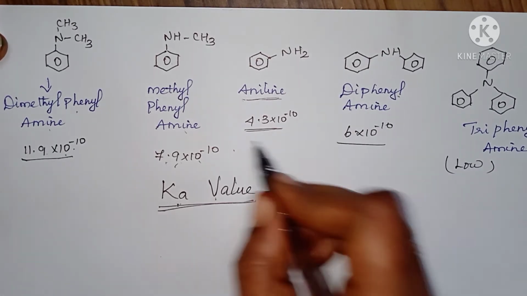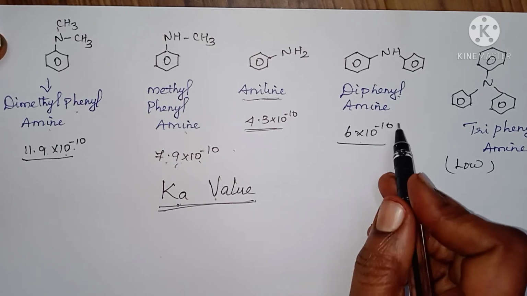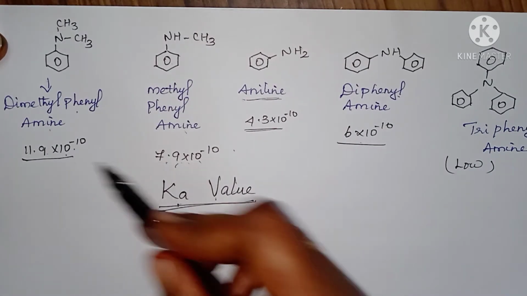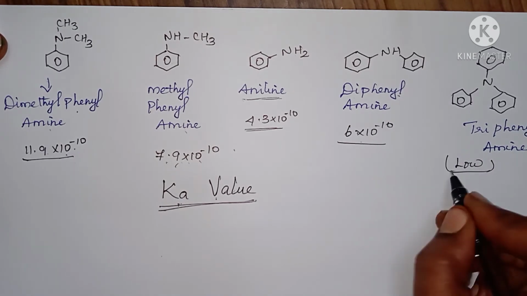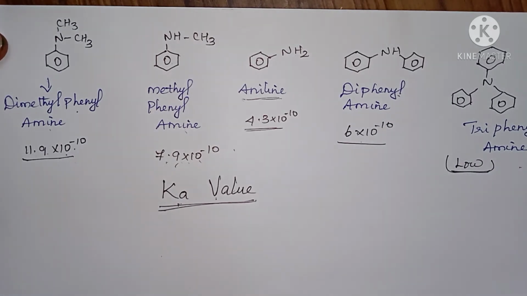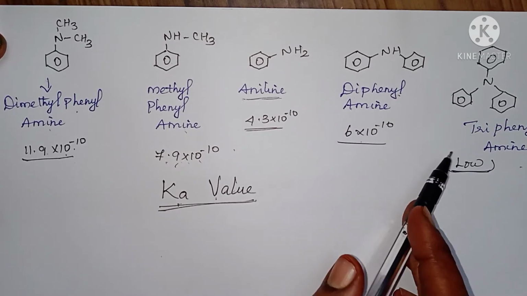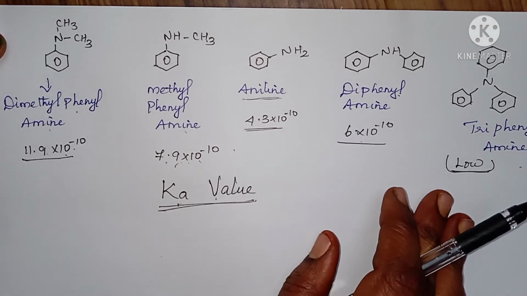This is also comparatively very less, 6 into 10 to the power of minus 10. Okay, remember that. Next one, triphenylamine, which is very low. They didn't even give the point. So remember that in an MCQ they may ask what is the Ka value of any one of these, and you just remember this point.